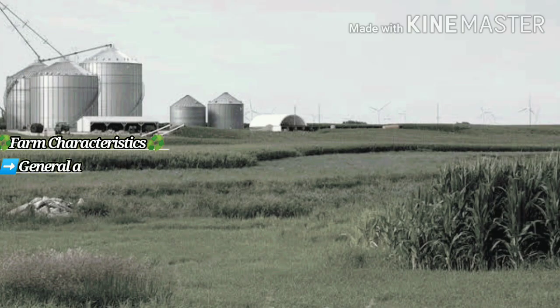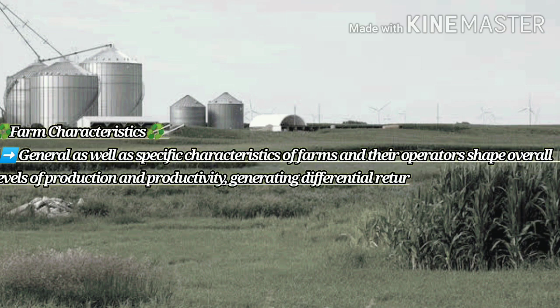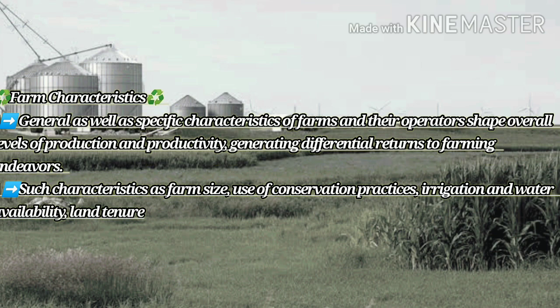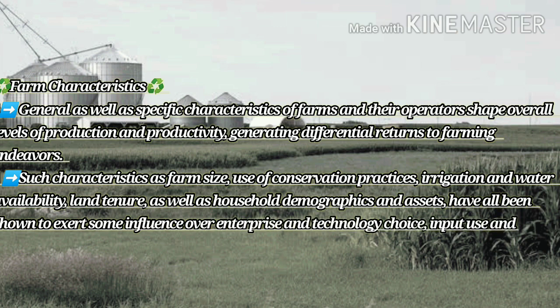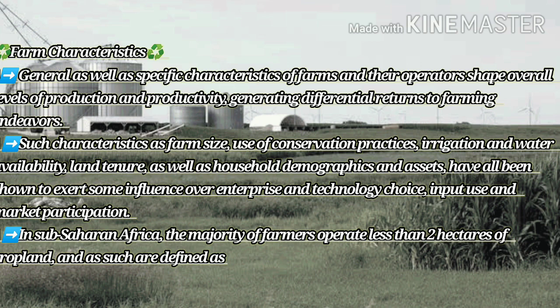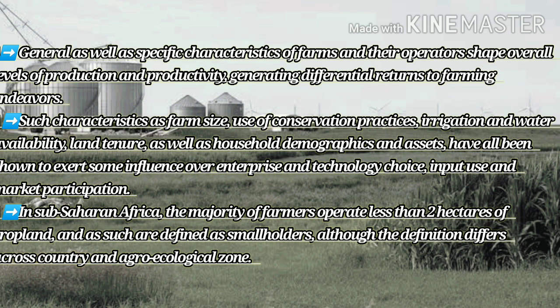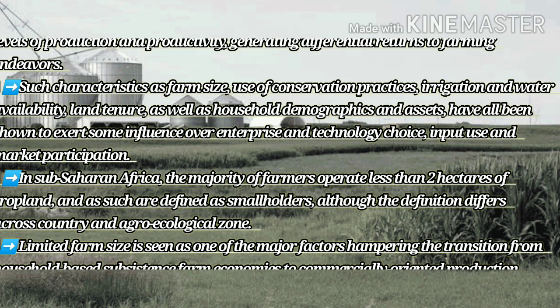Farm characteristics. General as well as specific characteristics of farms and their operators shape overall levels of production and productivity, generating differential returns to farming endeavors. Such characteristics as farm size, use of conservation practices, irrigation and water availability, land tenure, as well as household demographics and assets, have all been shown to exert some influence over enterprise and technology choice, input use and market participation.